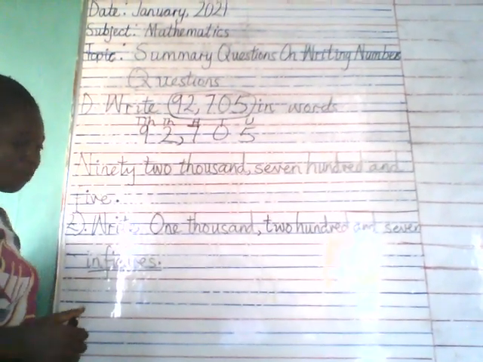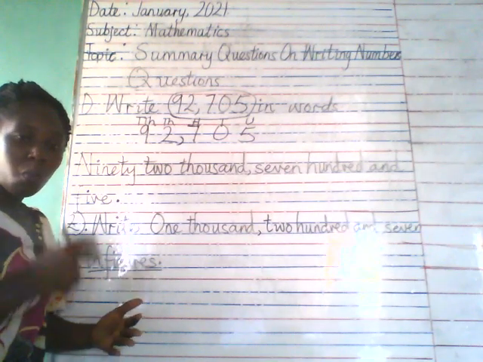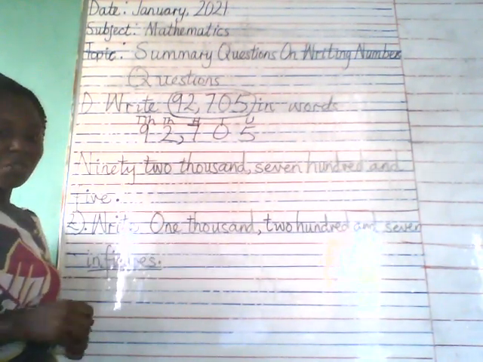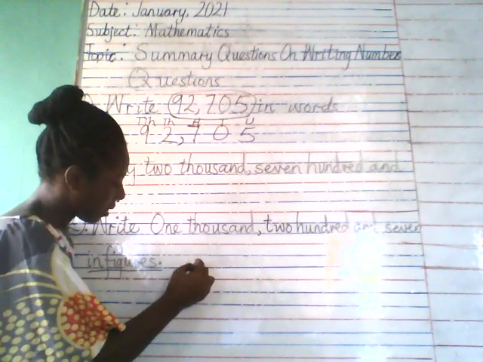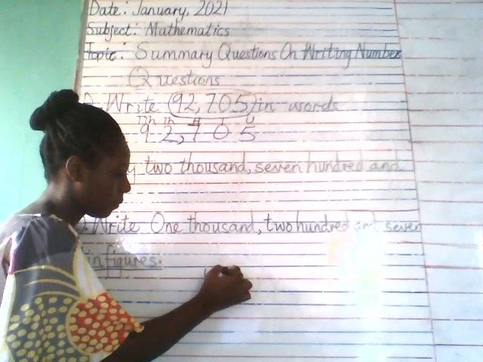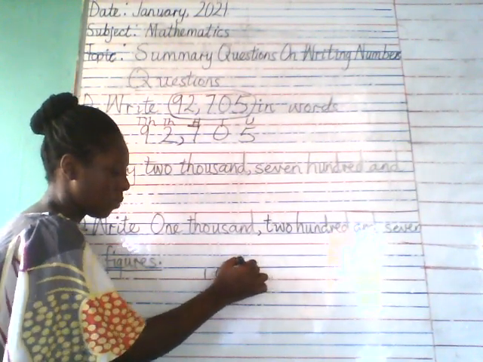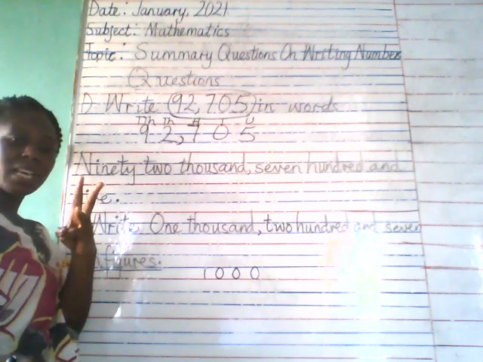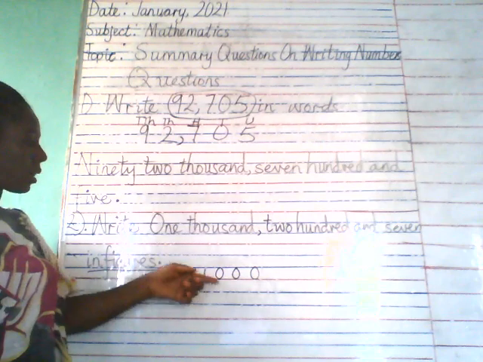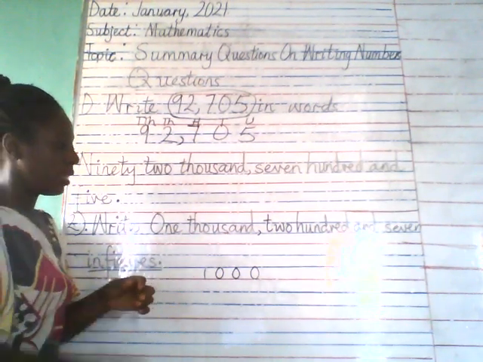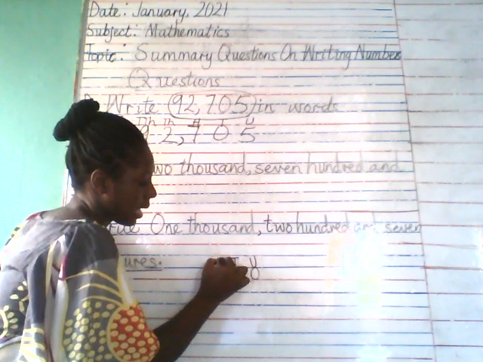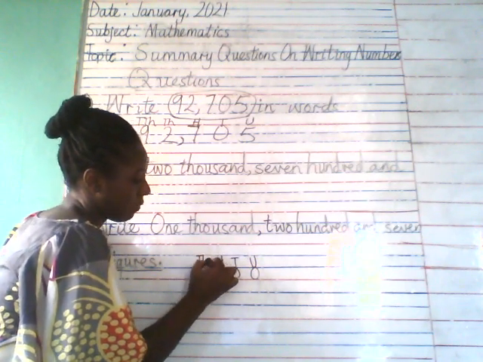So what do we do? We take them one at a time. Write 1,000. How do we write 1,000? We write it 1, 0, 0, and 0. We said that 1,000 has 3 zeros. 1, 2, 3, 0. So this is 1,000. Comma. So let's write the place values: units, tens, hundreds, and we have thousands.